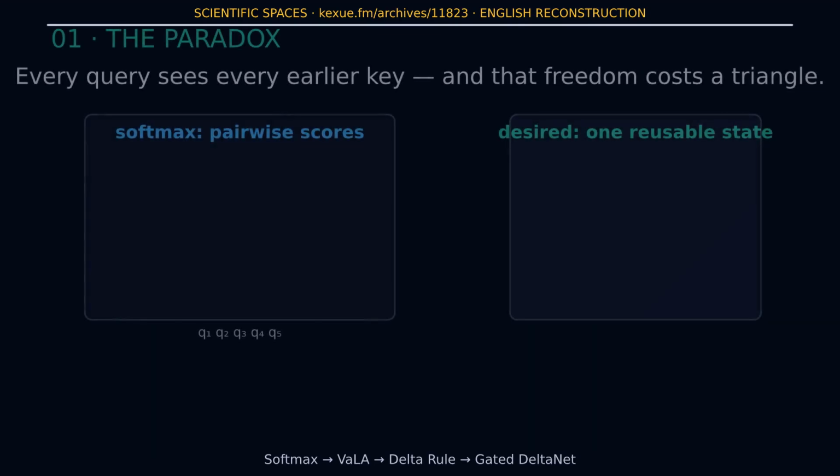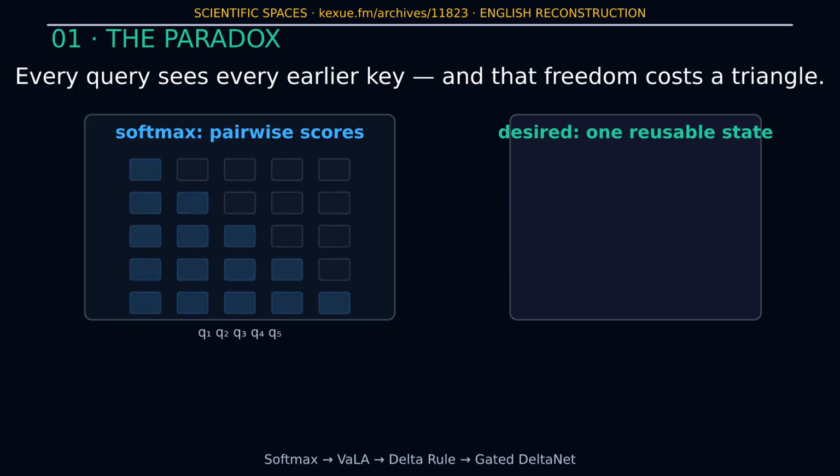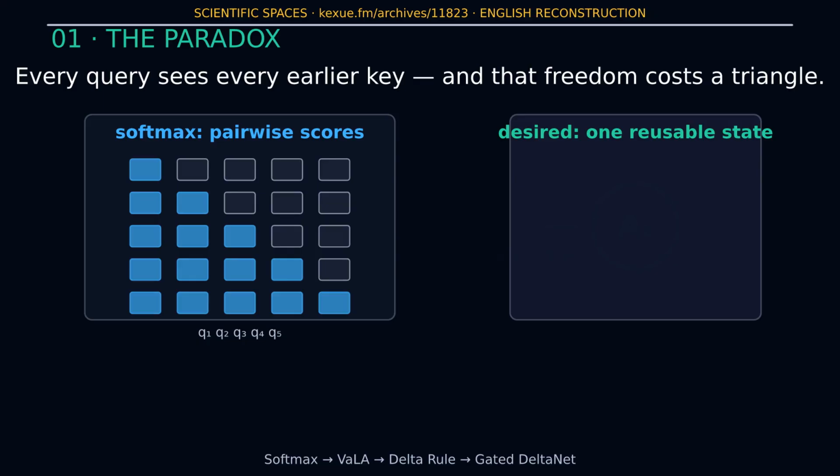Softmax Attention is powerful because every query can compare itself with every earlier key. That same freedom is why a long sequence costs quadratically. The surprising question is not whether we can approximate the exponential with a kernel. It is whether the exact attention update is already hiding a linear memory rule. This article follows that clue all the way to gated DeltaNet.